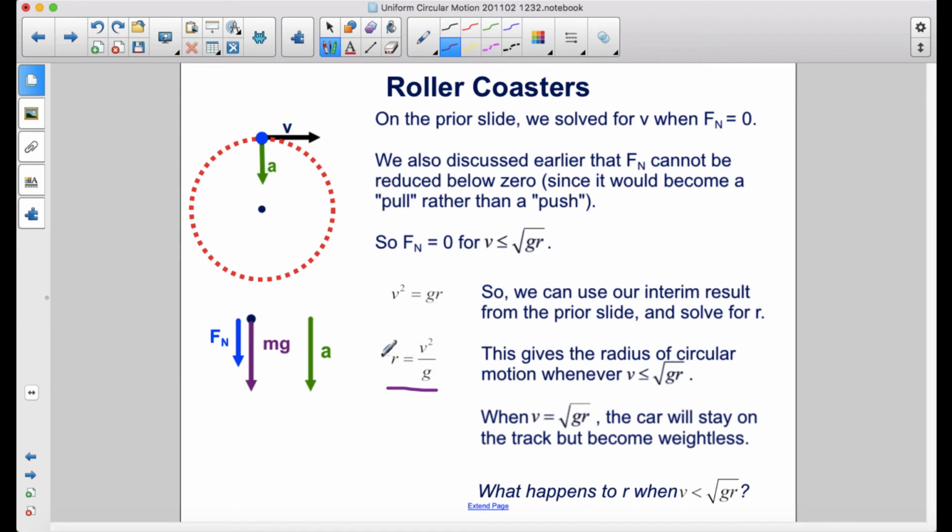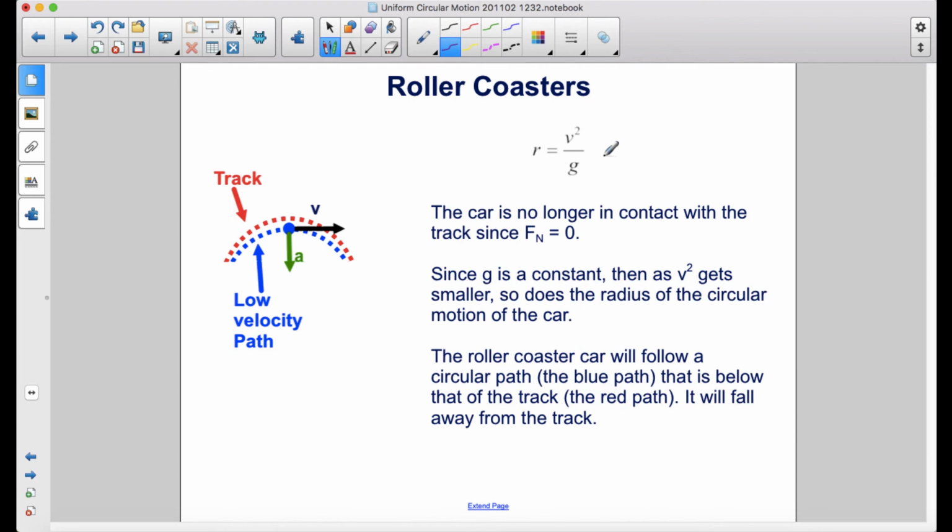What happens to r when the velocity goes below the square root of gr? The car is no longer in contact with the track since the normal force equals 0. Since g is a constant, then as v squared gets smaller, so does the radius of the circular motion of the car. The roller coaster car will follow a circular path that is below that of the track. It will fall away from the track, so it'll follow the blue path instead of the red path.